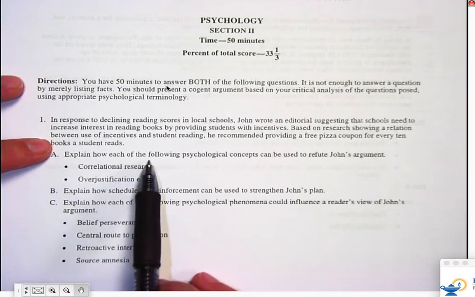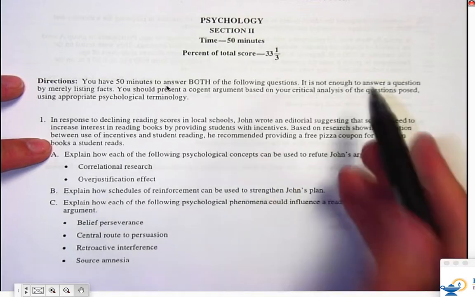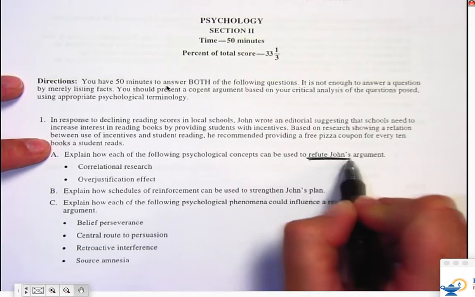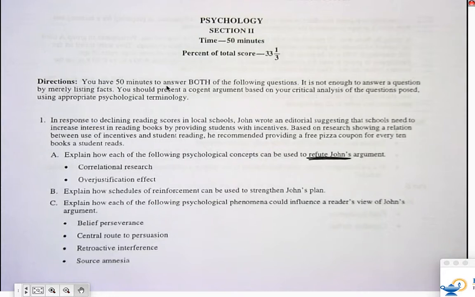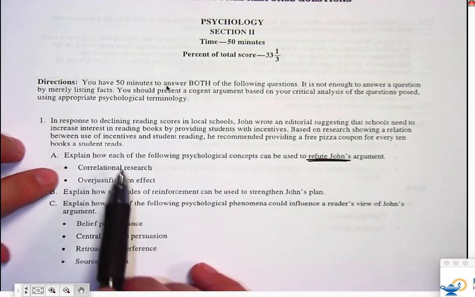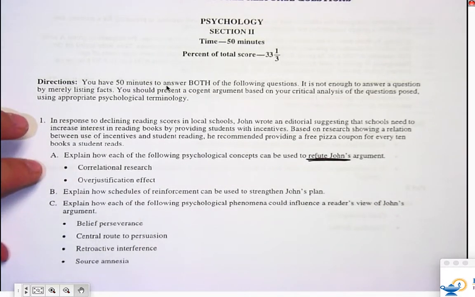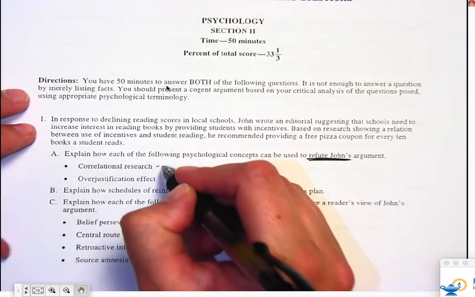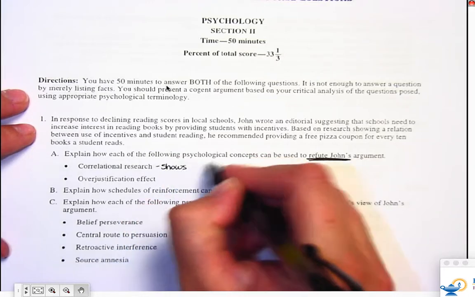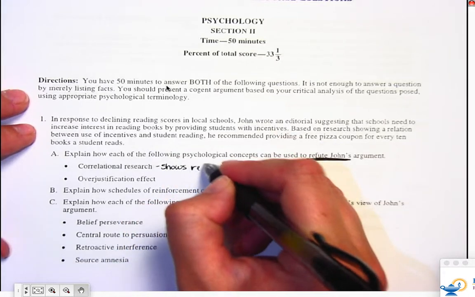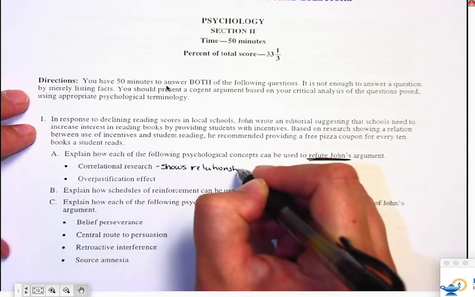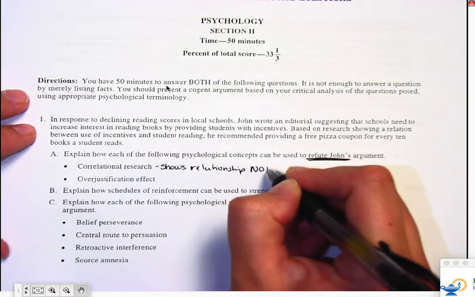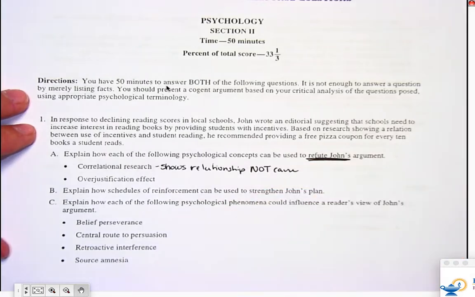Explain how each of the following psychological concepts can be used to refute John's argument. Refute John's argument. What does refute mean? Go against, to disprove, absolutely. So every time you talk about anything in A, you need to disprove. So, what is correlational research? What do you got, Chris? Research that compares two things. Okay, compares, so shows a relationship. What does it lack? Not cause, absolutely. They show a relationship, not cause.